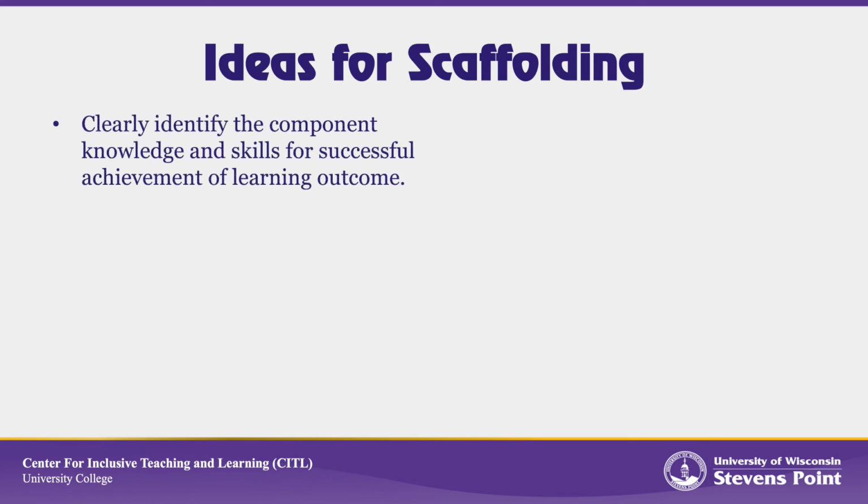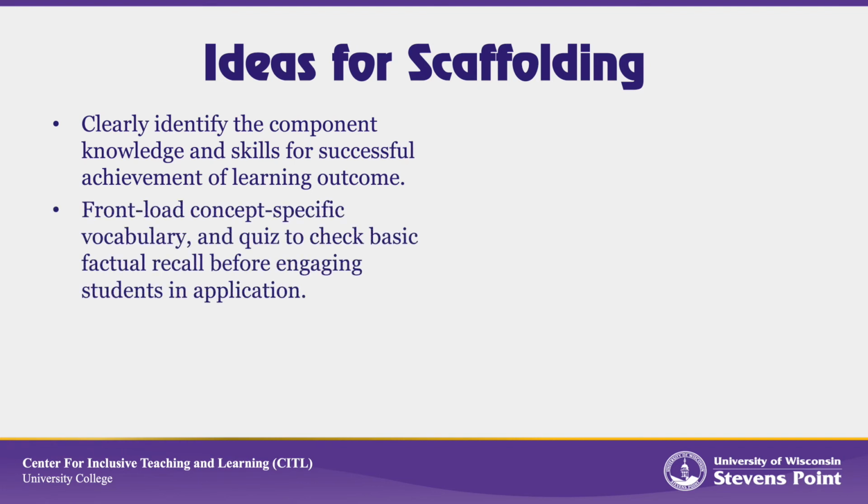First, clearly identify the component knowledge and skills for successful achievement of learning outcomes. This will ensure that you're providing students with all of the ingredients that they need to succeed at the learning outcome in question. Try front-loading concept-specific vocabulary and quizzing students to check basic factual recall before engaging them in application. This will ensure that the students have mastered the elements that they need to engage in higher-order activities.